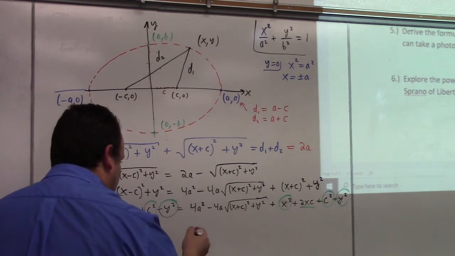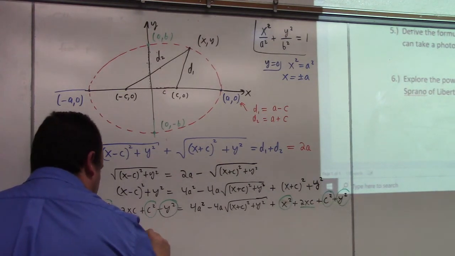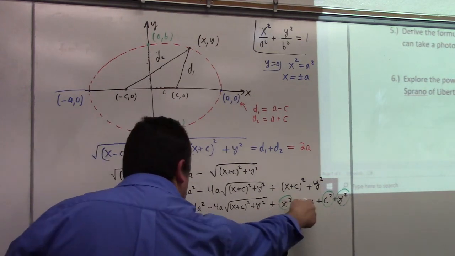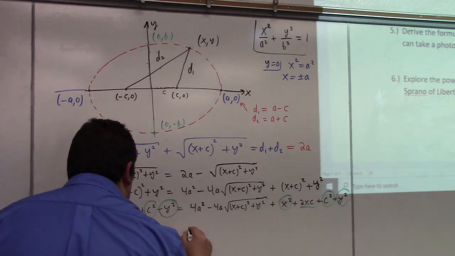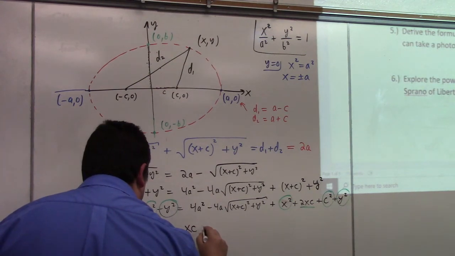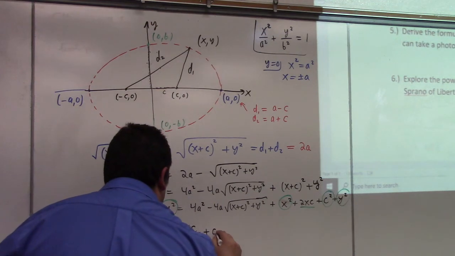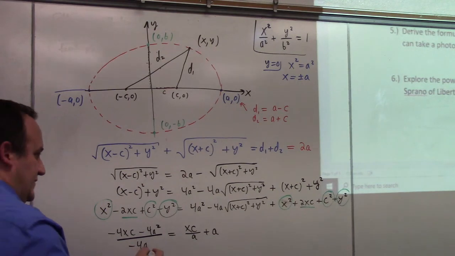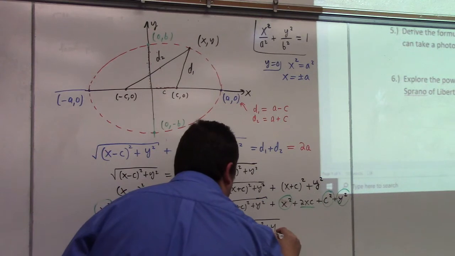So we get minus 4xc minus 4a squared. Is that everything? Yep. Divide by minus 4a. So that's equal to xc over a plus a. Right? And that's equal to the square root of x plus c squared plus y squared.